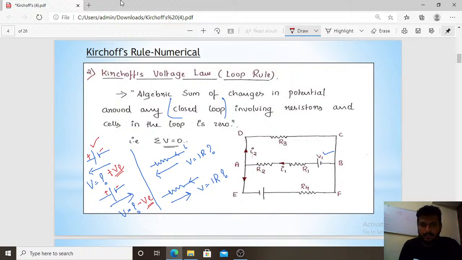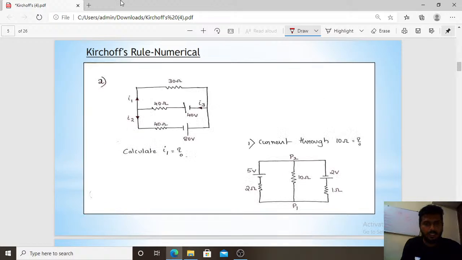Similarly, for the resistor, if the current direction and my direction are in the same plane, then I have to take V as minus IR. Similarly here, if the current direction and my direction are opposite to each other, then the condition is plus IR. So these are the four parameters you need to remember in Kirchhoff's voltage law. And simply, we use the same concept in sorting out the problem. So we can easily do that, right?